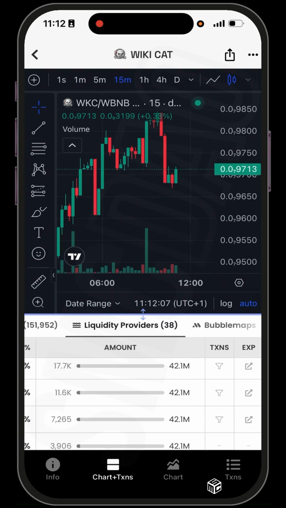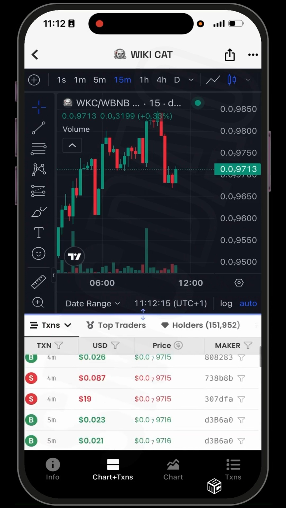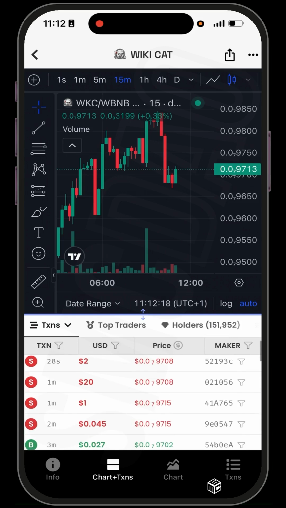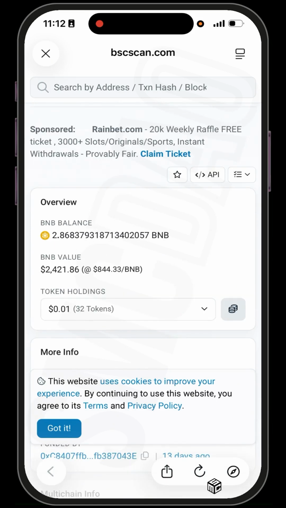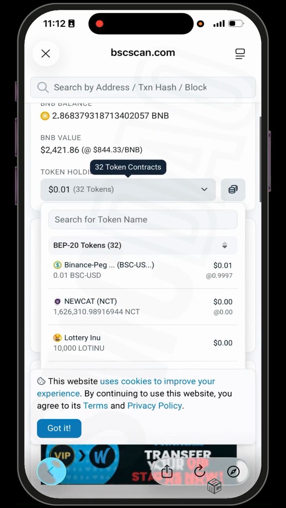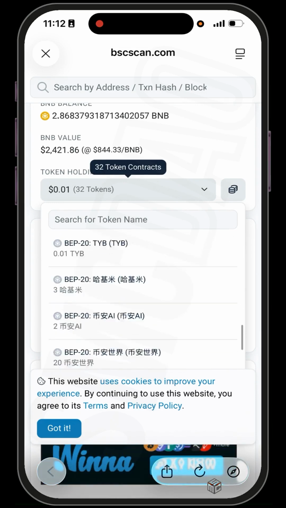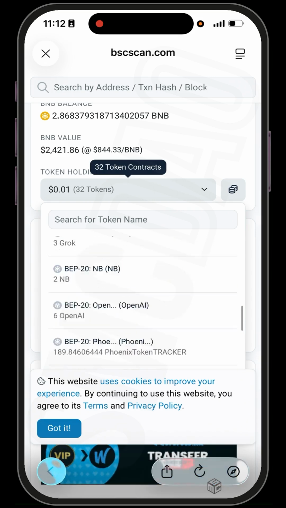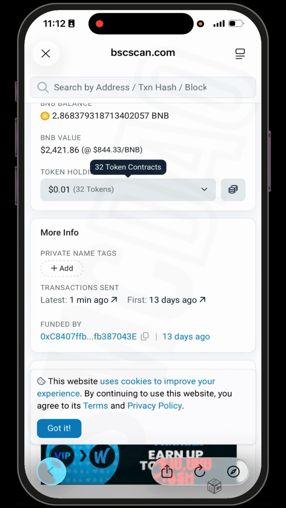One thing you should study is to inspect wallet activity too. I can go to transactions here, and let's say I want to trace a particular wallet. I pick this wallet, and it links directly to BscScan, right? And you do your on-chain analysis here. You can check, does this wallet hold other trending tokens? You can see it's holding a few tokens: New Card, Lottery, Inu, Phoenix token. All these, I think, are spam tokens, so you don't really need to bother about this. But the real tokens, Lottery, Inu, Phoenix token, New Card, you just randomly check on these.